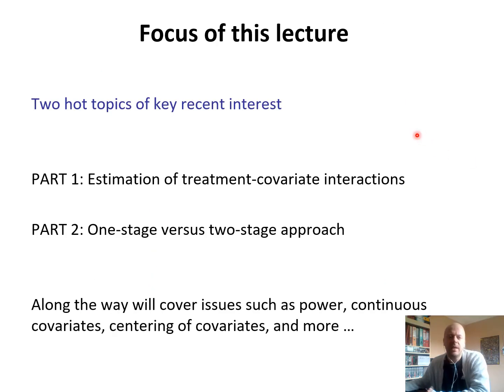So today I'm going to focus on how we utilize these frameworks, the one-stage and two-stage frameworks, to estimate treatment covariate interactions. This is typically the focus of an IPD meta-analysis of randomized trials, that we want to go beyond looking at the overall treatment effect and want to look at whether there are subgroups essentially.